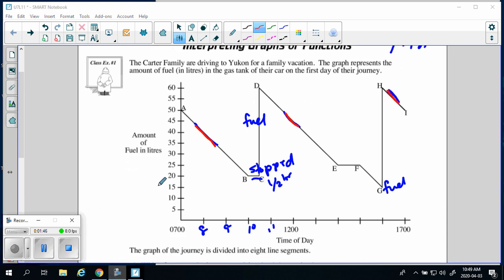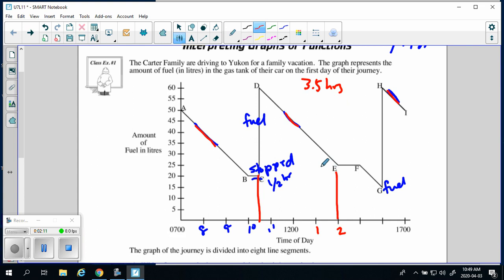If we want to be more specific about exactly how fast the gas is being used, we can take an example like between D and E, this segment of the journey. We can read how many hours have passed. So they started at around 10:30 and they're going to about 2 p.m. So that's 1, 2, 3. About 3.5 hours have passed.